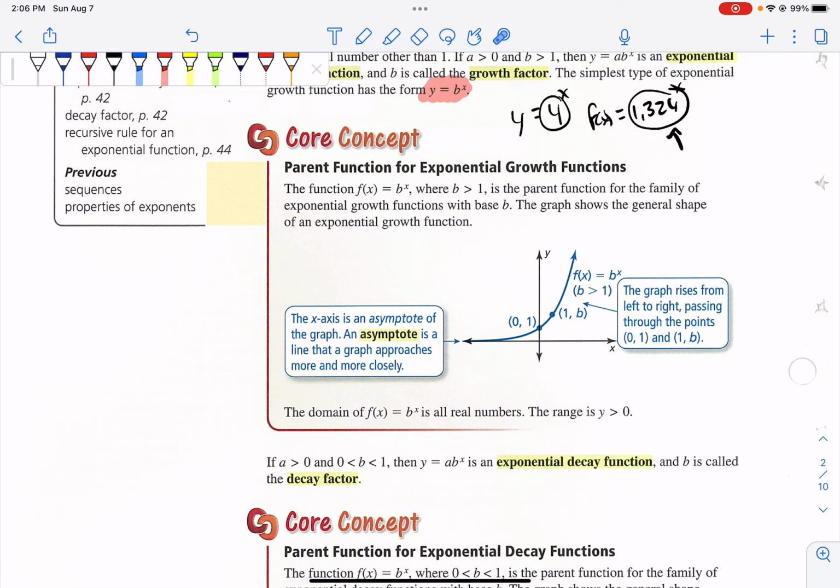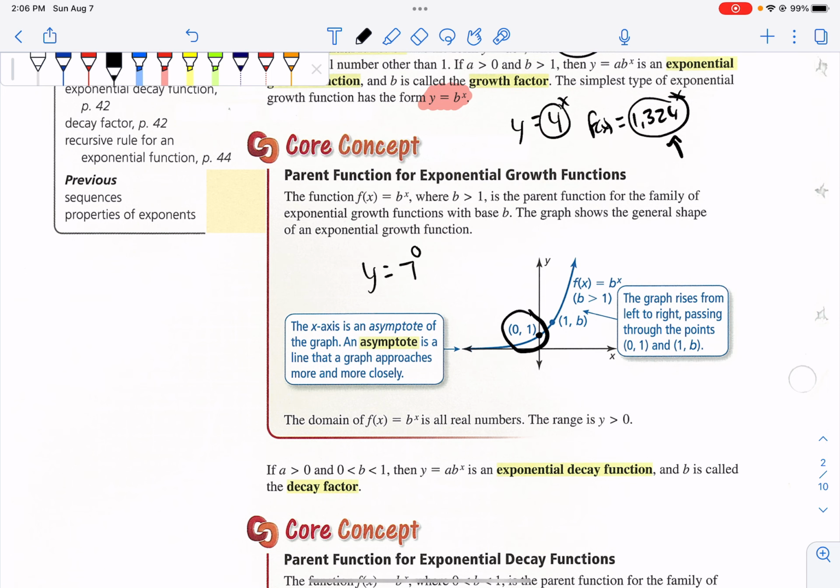Because the reason that happens is, if you remember when we were talking about the rules of exponents, it doesn't matter what my number down here is. If it has a 0 up here, my answer is 1. That's why the point 0, 1 is always on this parent function graph, okay? And that's one of the points that you're going to graph today.